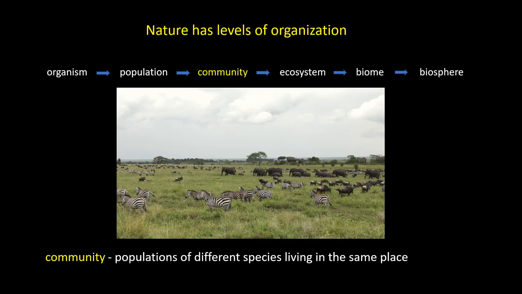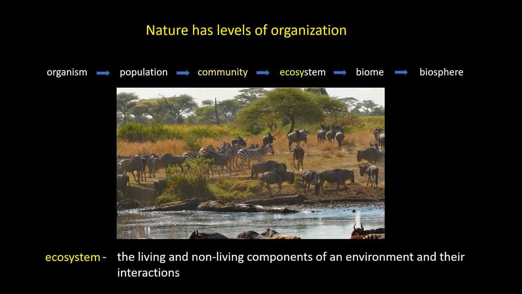For instance, in this picture of the savanna, the community also includes the grasses, the trees, the shrubs, as well as the animals, the zebras and the elephants, etc. It's an important distinction to make because students often confuse communities with ecosystems, and ecosystems include living and non-living components. So when we talk about a community, we're only talking about the living components.